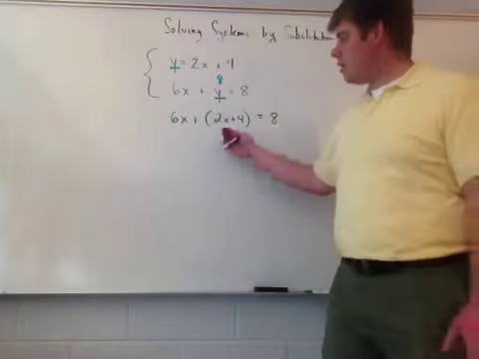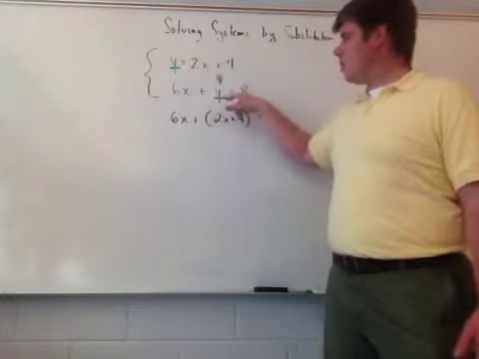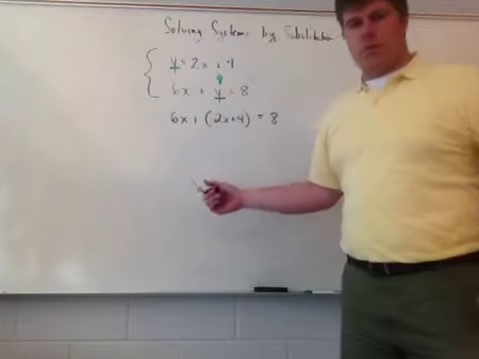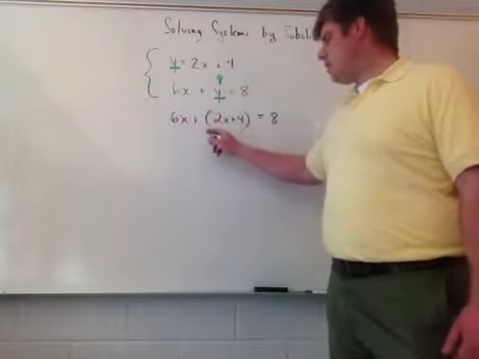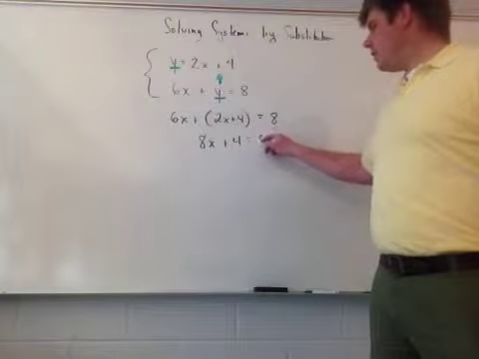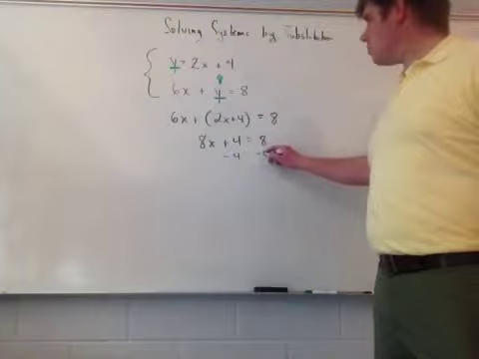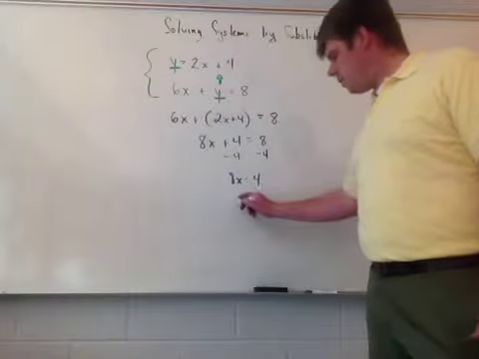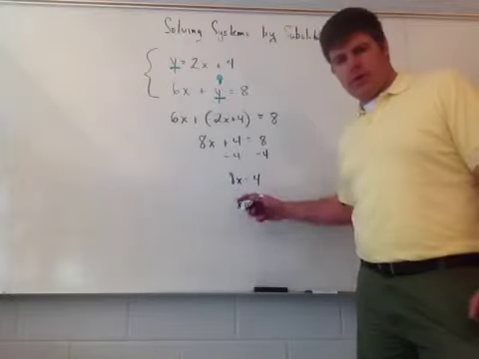So what I've done here is I've substituted in that variable for y. I said y is equal to 2x plus 4, which is the same y down here, so I just took what it was and plugged it in down here. Then I go through some mathematical simplification: the parentheses can drop, there's a 1 out front. So 6x plus 2x is 8x, and then plus 4 is equivalent to 8. Now I'm going to subtract 4, and what I'm left with is 8x equals 4, so therefore x equals 1/2. When I divide by 8, 4 divided by 8 is 1/2.